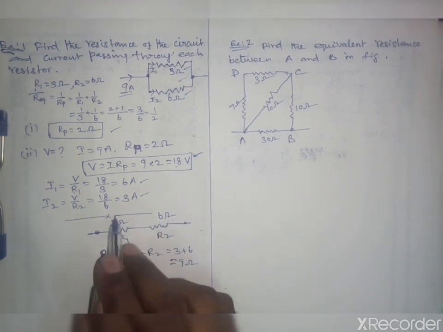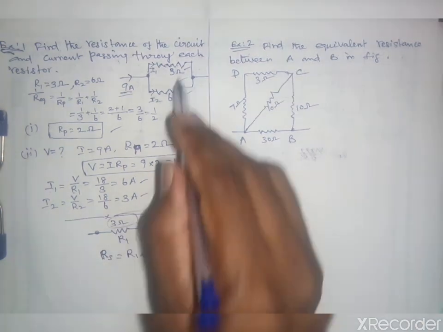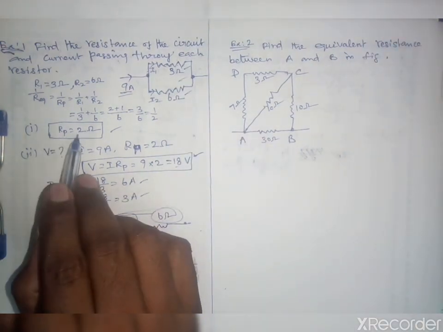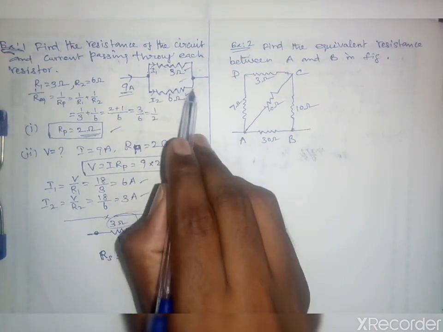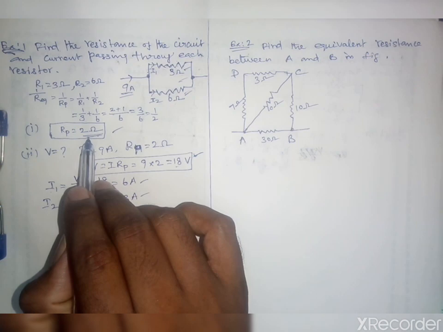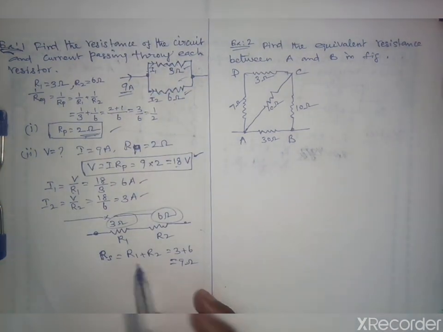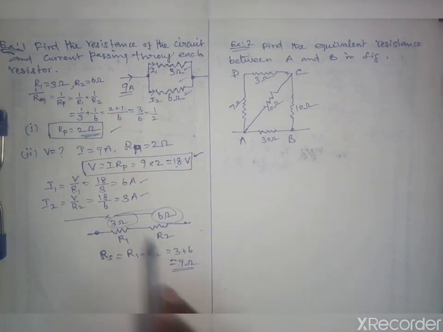In series, the equivalent resistance is higher than any one of the individual resistances. But in the case of parallel, the RP, the equivalent resistance, is less than any one of the individual resistances. Here 3 and 6, so 2 is less compared to these two. But in the case of series, the resultant will be 9 ohm. So this is greater than both individual resistors.